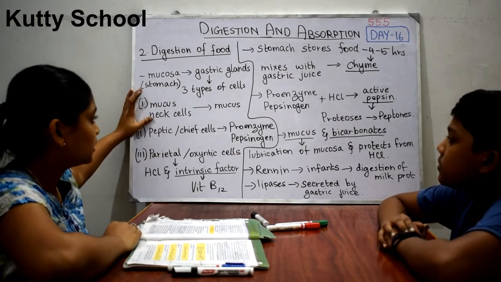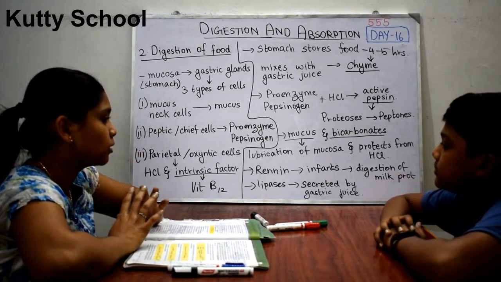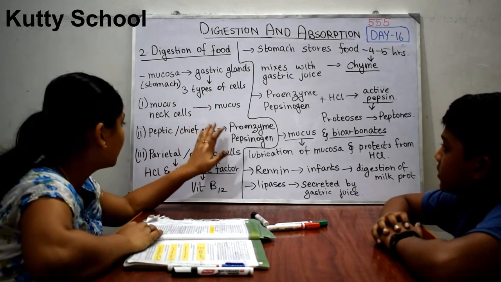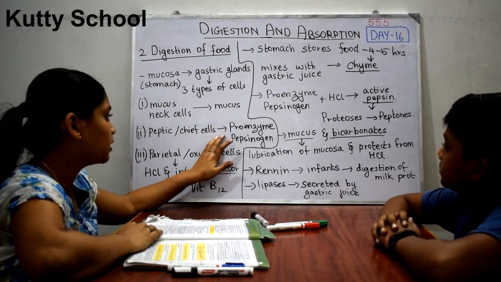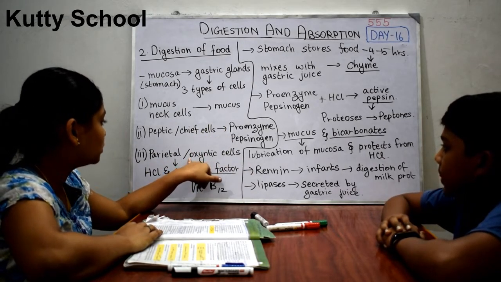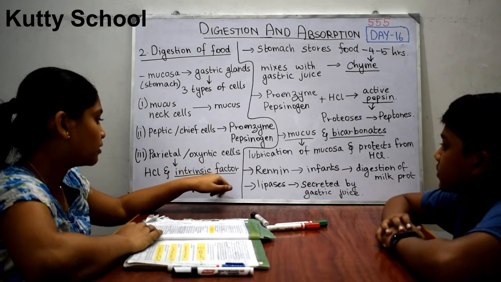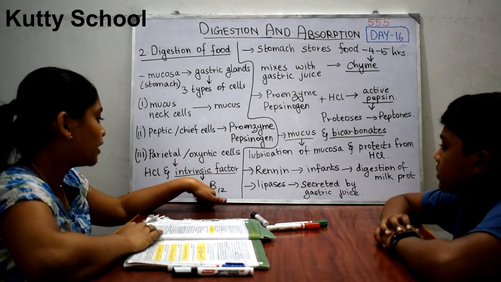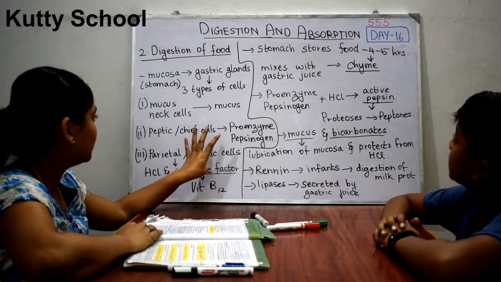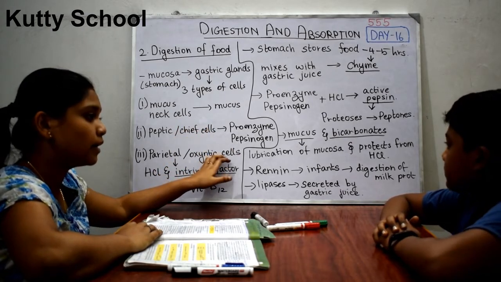The first one is mucous neck cells, then peptic or chief cells, and parietal or oxyntic cells. The mucous neck cells secrete mucus. The peptic or chief cells secrete the proenzyme pepsinogen. And the parietal or oxyntic cells secrete hydrochloric acid and intrinsic factor. This intrinsic factor helps us to absorb vitamin B12. So these are the 3 cells present in the gastric glands.